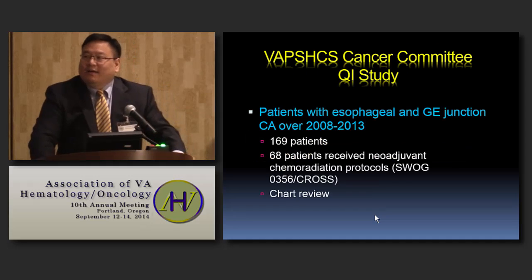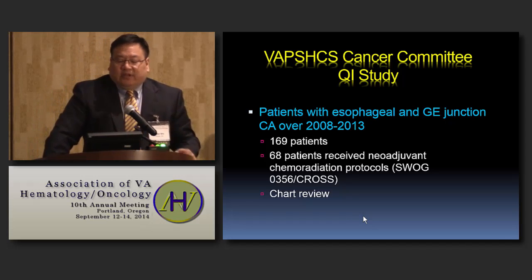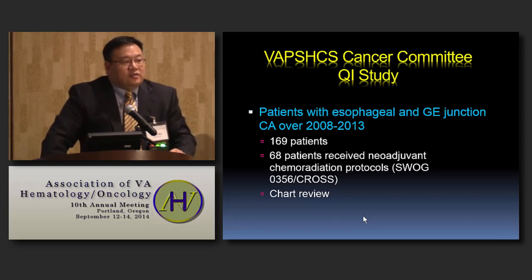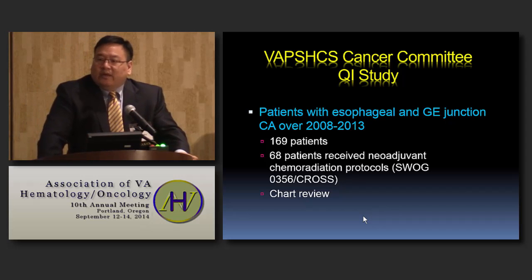So going on, in 2011 and 2012, we had anecdotally noted that many patients were not making it to surgery. This led our cancer committee to perform a QI study where we investigated our experience over a 6-year period from 2008 to 2013. We had treated 169 patients with esophageal cancer, and 68 patients received neoadjuvant protocols. Earlier on, we were participating in the SWOG 0356 randomized trial, which included oxaliplatin and 5-FU. More typically, we are currently using the CROSS trial with carboplatin, paclitaxel and 5-FU.